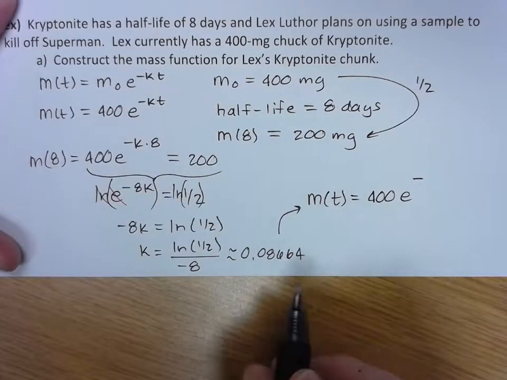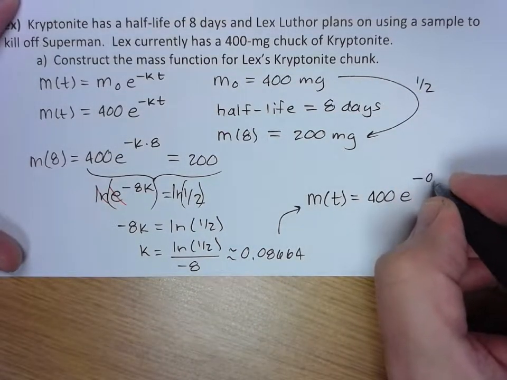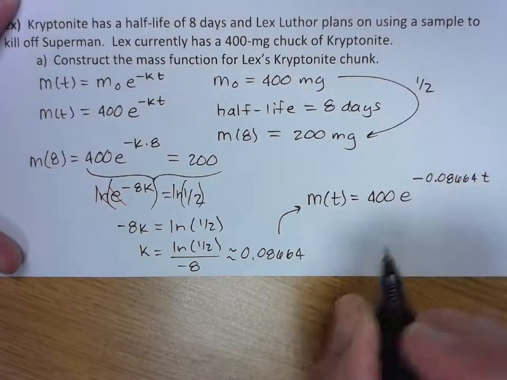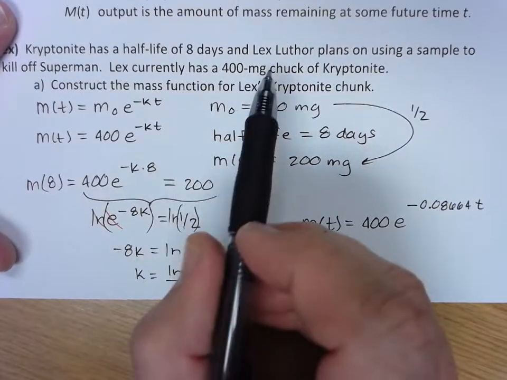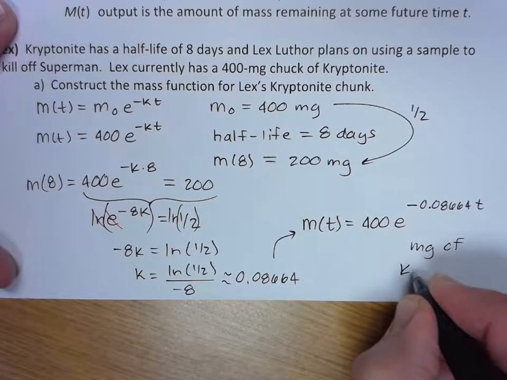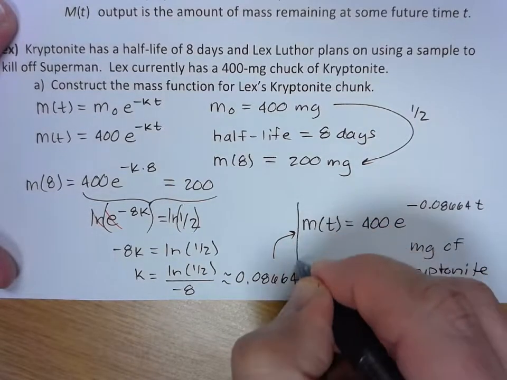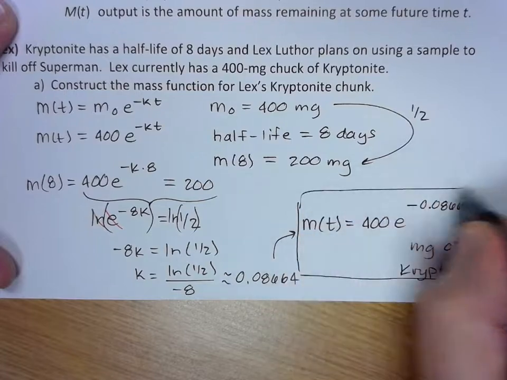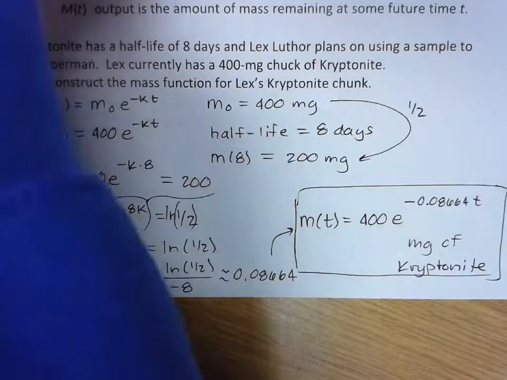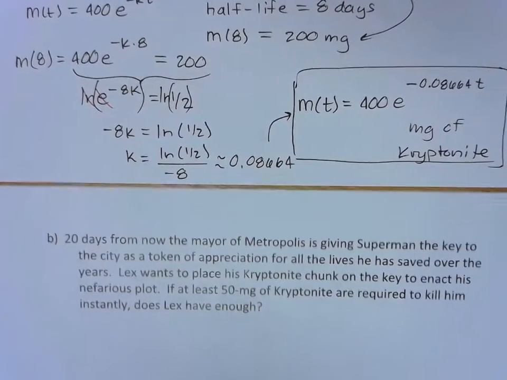e to the negative 0.08664 t. And again, that'll be measuring mass in milligrams. Milligrams of kryptonite. Okay. So that is the mass model that we will use if we need to do any predictions for this particular kryptonite isotope. I think, if I'm not mistaken, yeah, there is a part B to this problem.